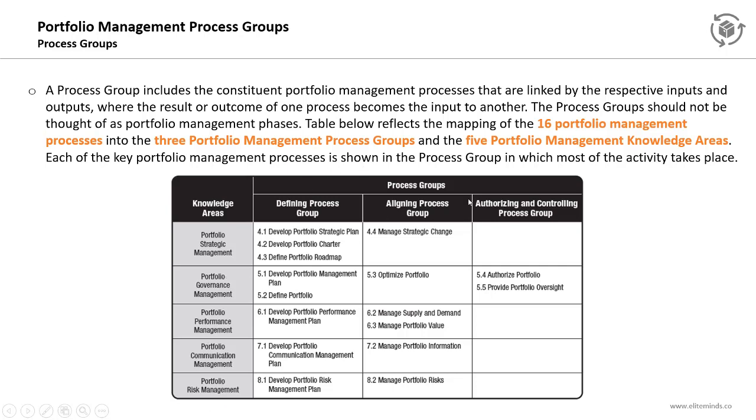And here you can see the process groups: defining process group, aligning process group, and authorizing and controlling process group. Each one of the 16 processes here should be mapped to a knowledge area and a process group. In this course, I will walk you through the 16 processes as per the knowledge areas. We will discuss the inputs, tools, techniques, and outputs of each of them.